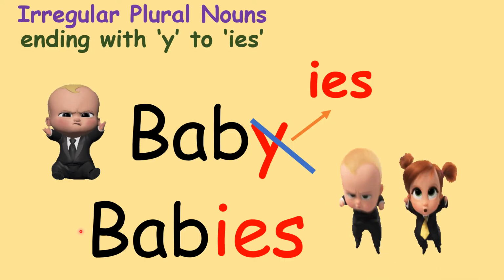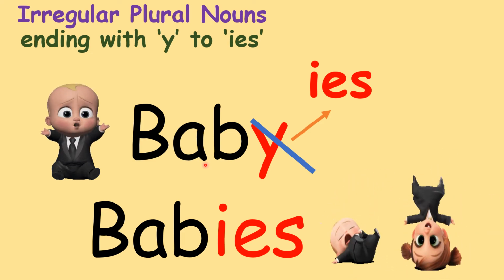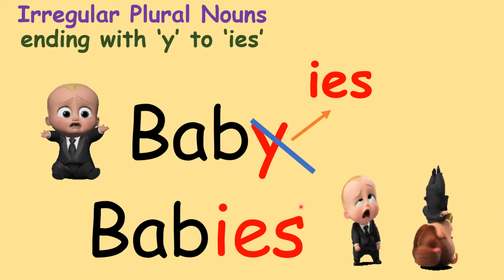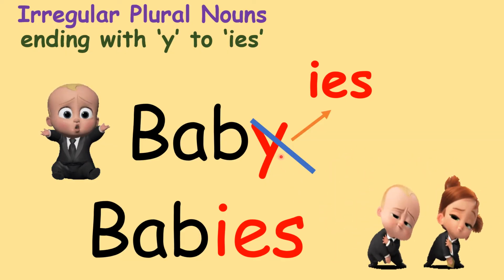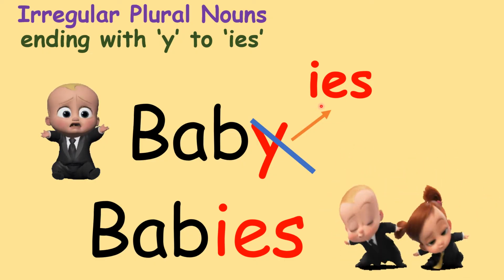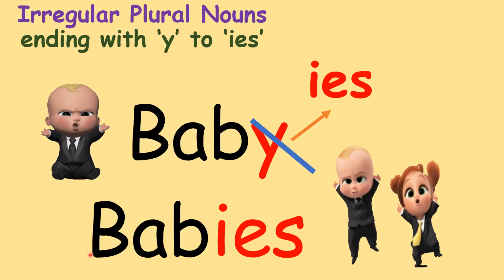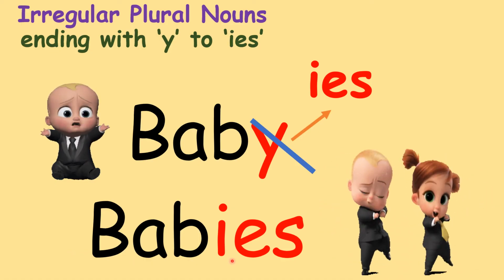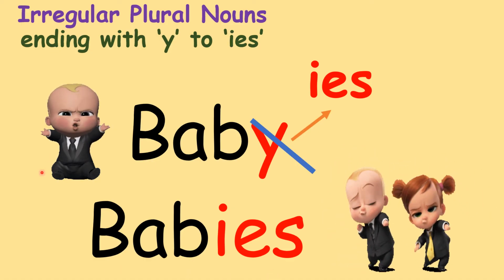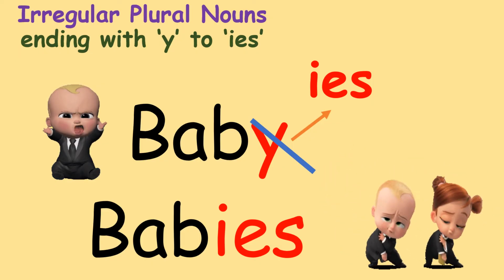Babies. Remember, whenever a noun ends with the letter Y, to make it plural, what you need to do is to take away the letter Y and change it to I-E-S. And the spelling will go B-A-B-I-E-S. Babies. This is also an example of an irregular plural noun.